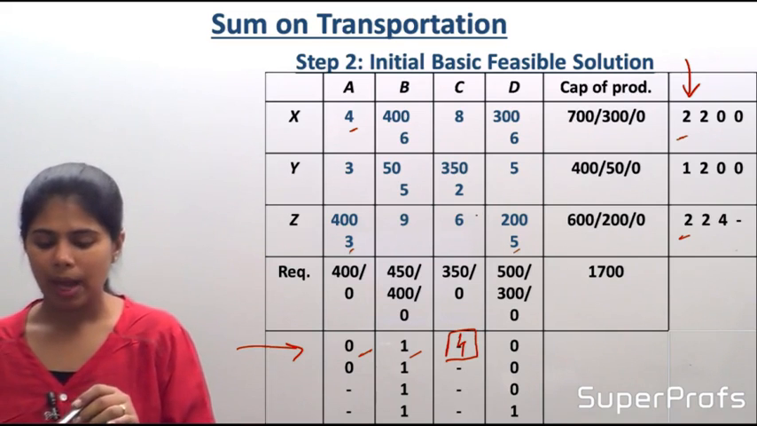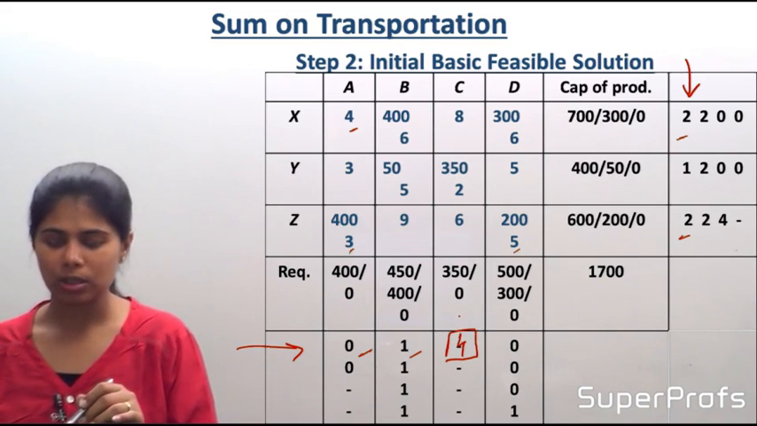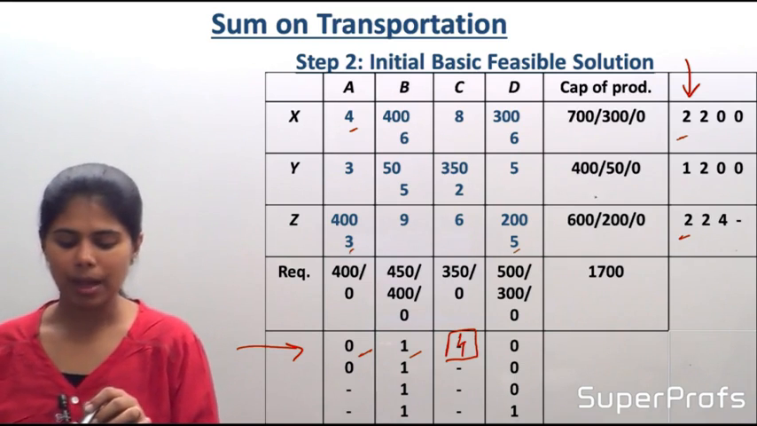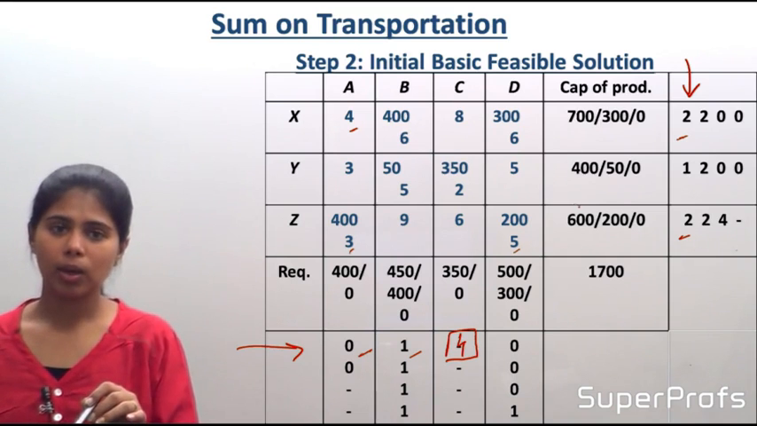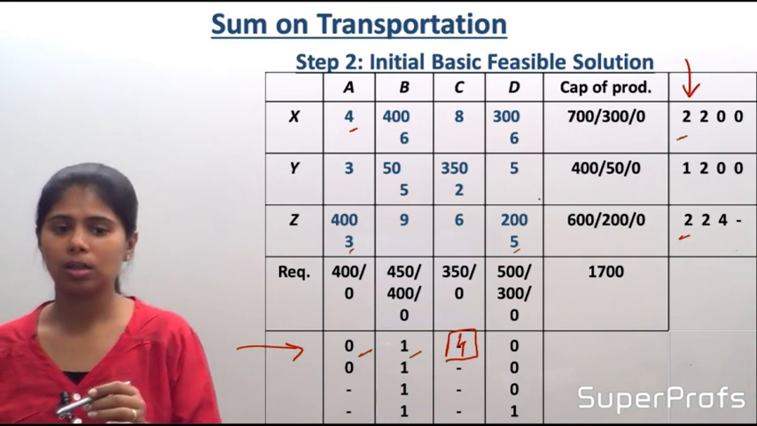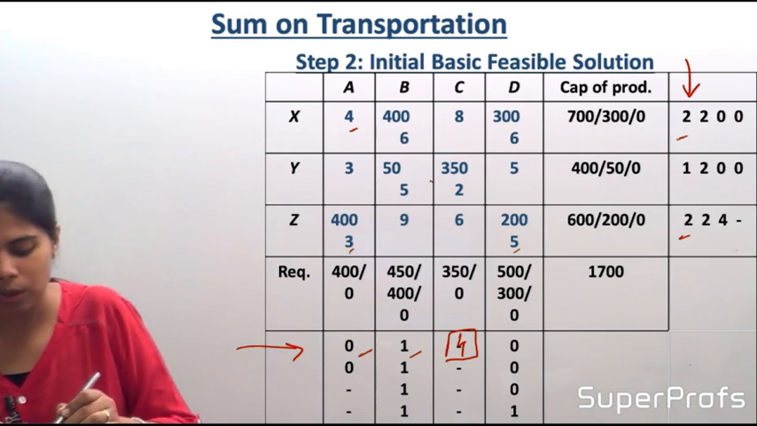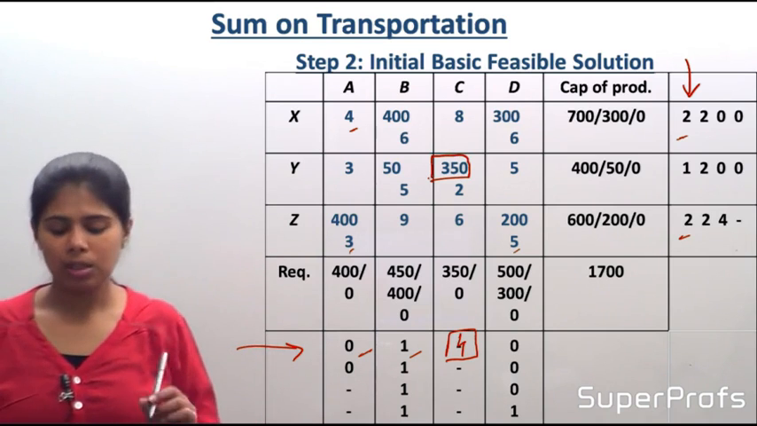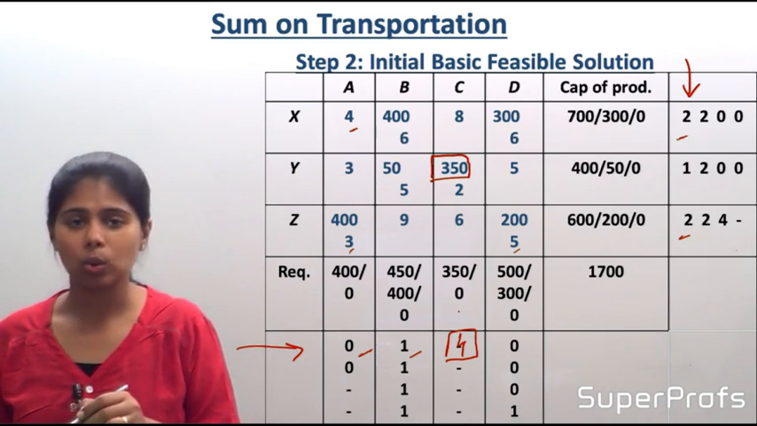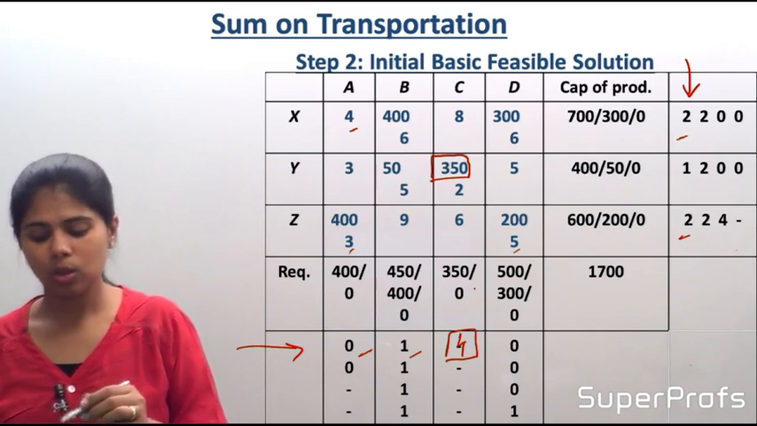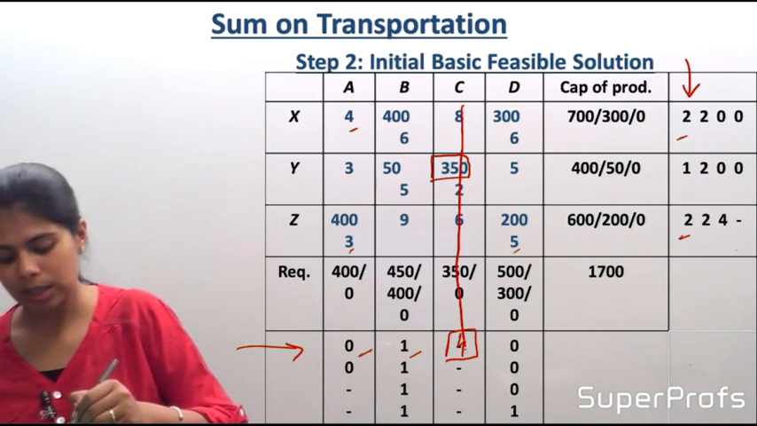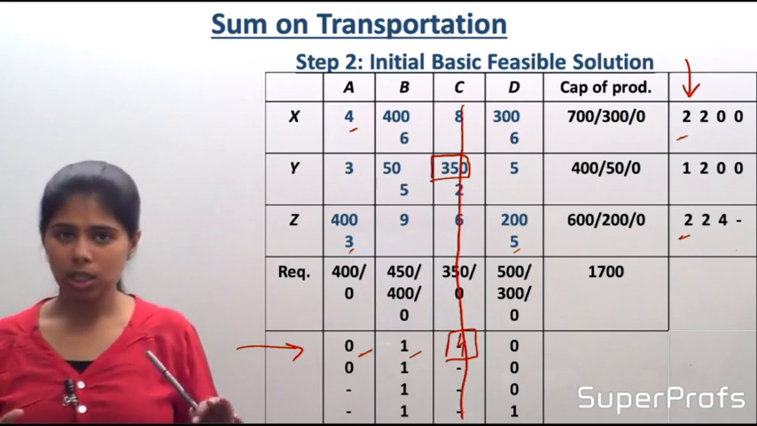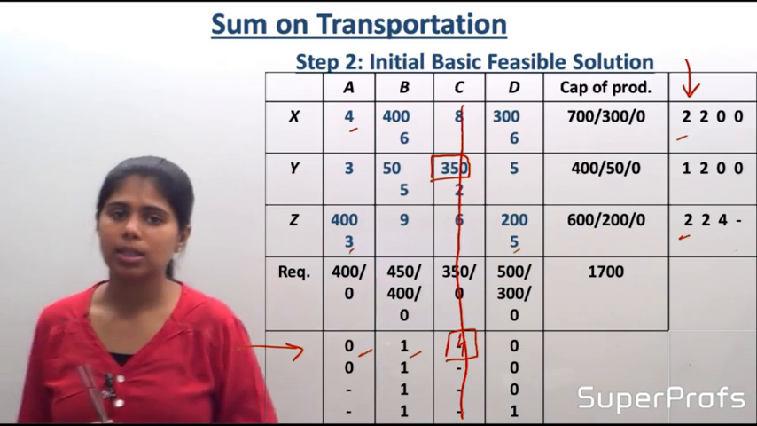And over here, I have to allocate the maximum possible. So if you see, I have a requirement of 350 in outlet C, but I have a capacity of 400. So I can allocate only 350 because that is the requirement. So I allocate 350 over here. When I allocate 350, my requirement of column C becomes 0. So I write 0 over here, and I cancel out this entire column. So my column C is exhausted and I do not require it anymore.